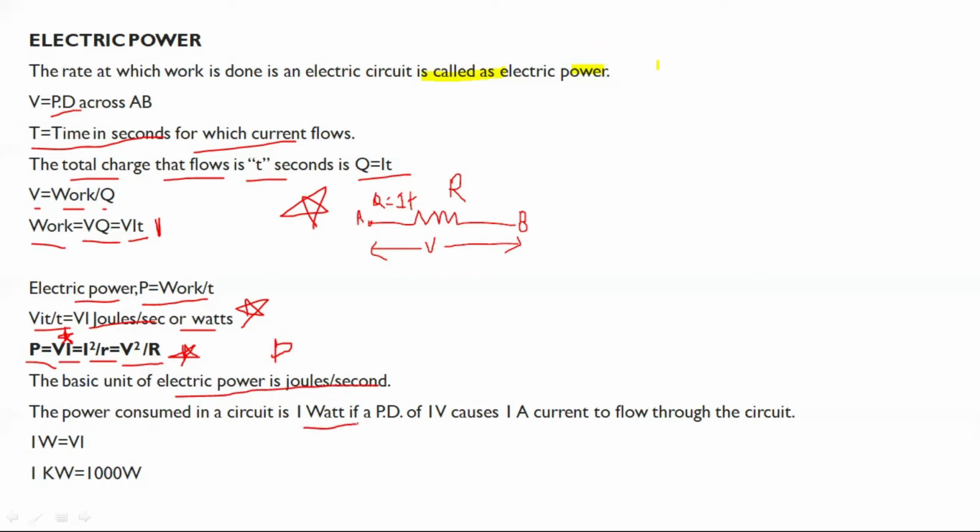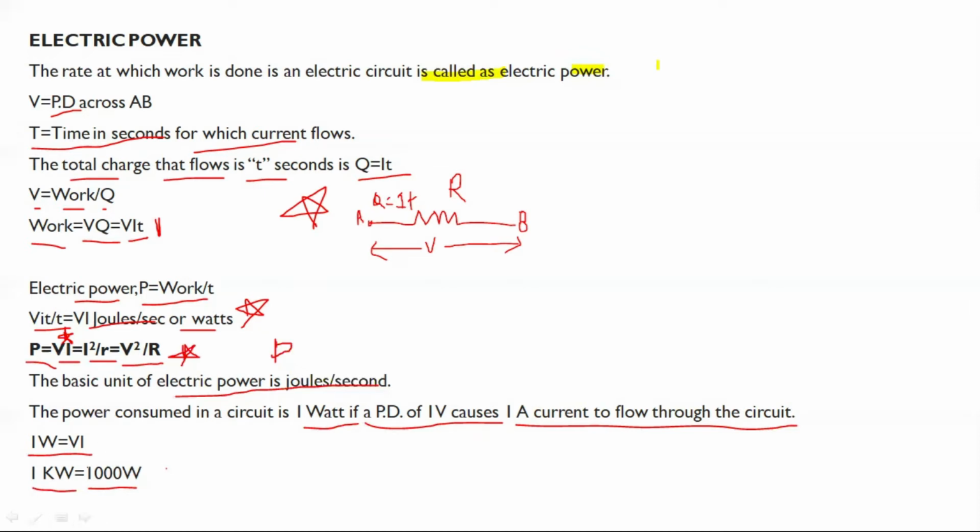The power we define like this. The power consumed in a circuit is 1 watt if a potential difference of 1 volt causes 1 ampere of current to flow through the circuit. So 1 watt is equal to V into I. 1 kilowatt is equal to 1000 watts, where watt is equal to V into I.